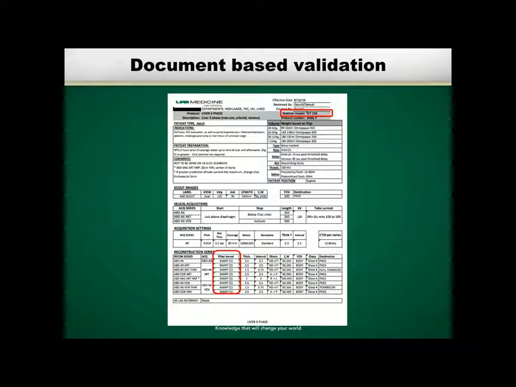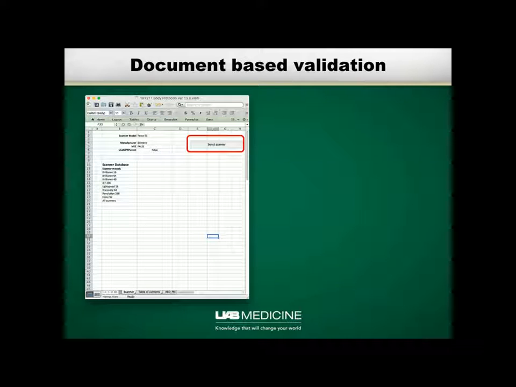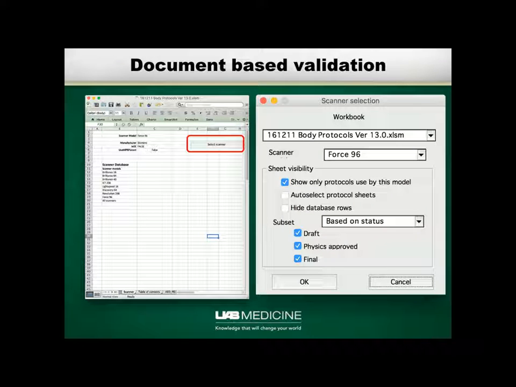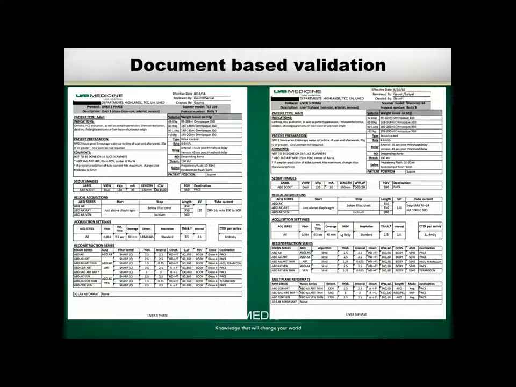Now, these are PDF documents that are generated from Excel spreadsheets that I have. So here is the spreadsheet itself. The first tab in this thing is the scanner selection tab. You can click on this button, and this dialog box comes up where I can say, okay, which scanner do I want to be presenting information for, and particularly which protocols do I want to use, what information do I want to have visible while I'm looking this over.